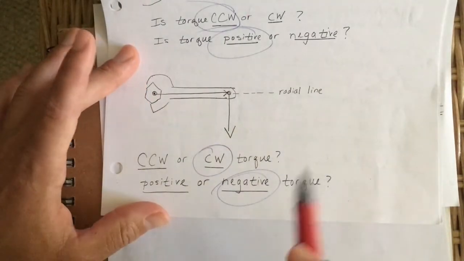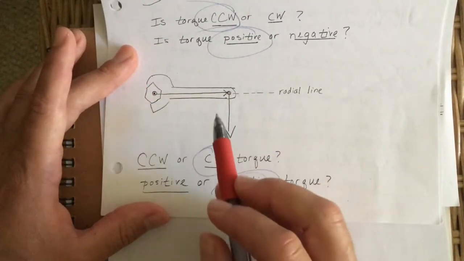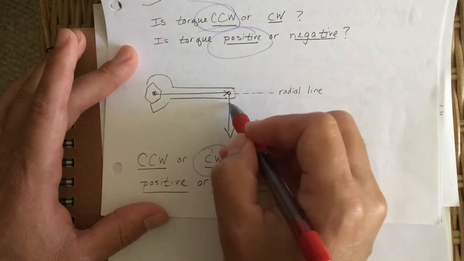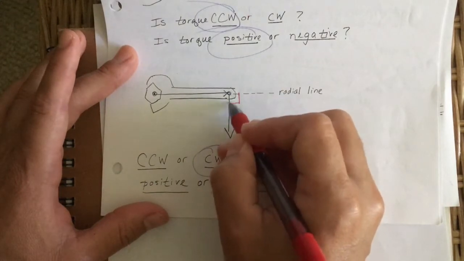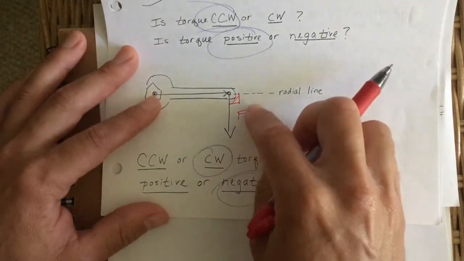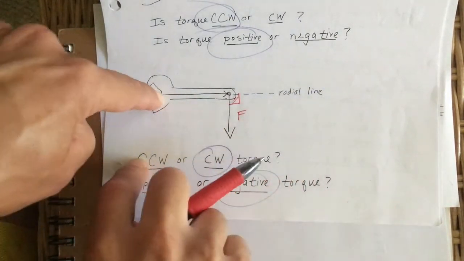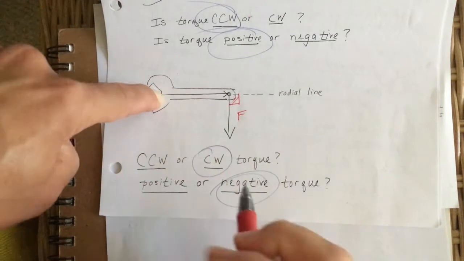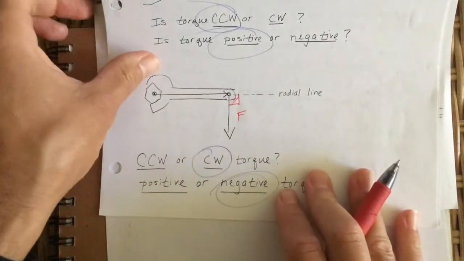All right, so here's another example. Radial line drawn in. Once again, this angle is the angle we're using right here. F is now pointed this direction, so this is going to turn clockwise, so we're expecting to see a negative torque here.